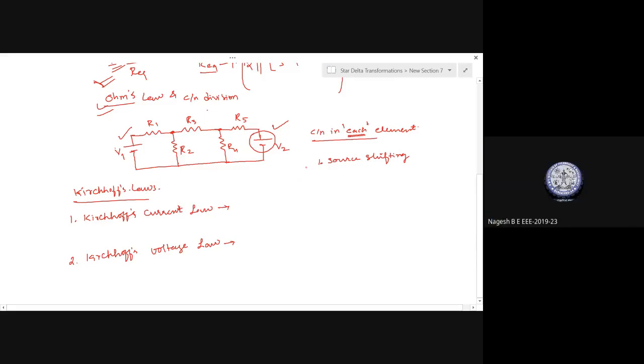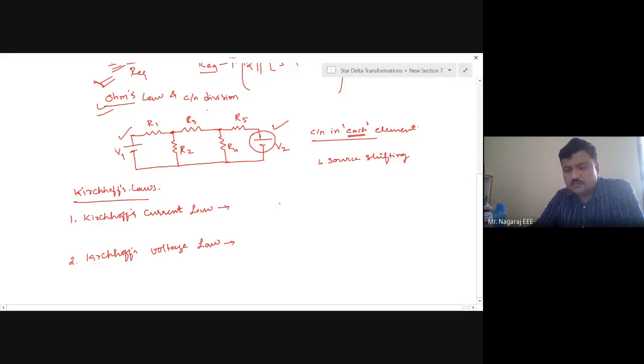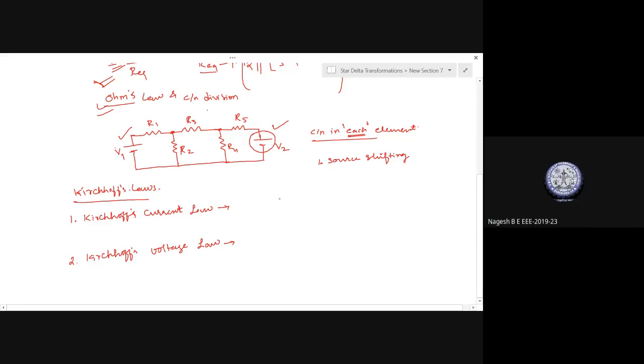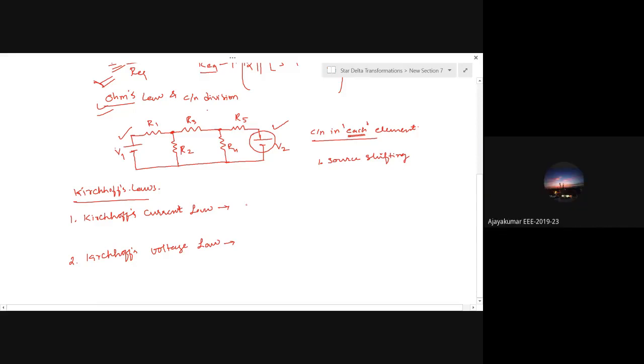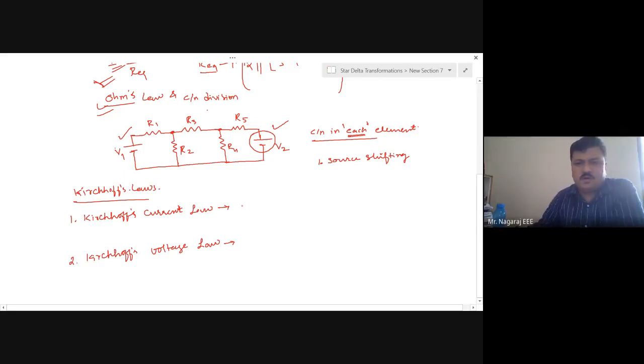Current meeting at a node is equal to 0. Somebody is telling algebraic sum. Yes, continue that. The algebraic sum of currents meeting at a node is equal to 0. Yes. The algebraic sum of all the currents at a particular node or a junction is always 0. You should never forget the fundamental statements.